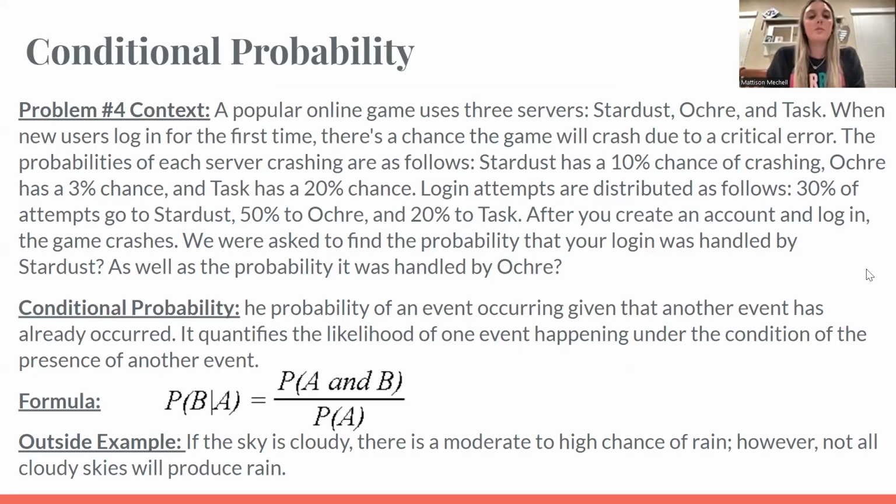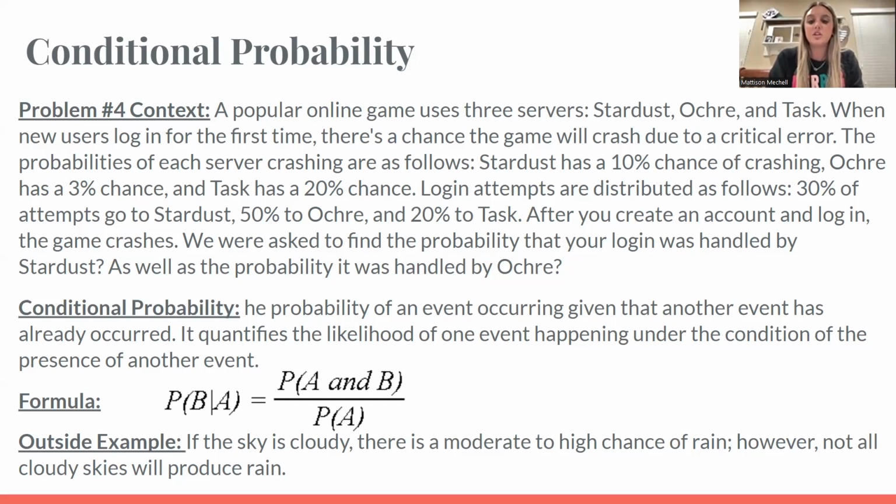So we chose problem number 4, and it was about a popular online game that uses 3 servers: Stardust, Ochre, and Task. When new users log in for the first time, there's a chance that the game will crash due to a critical error. The probabilities of each server crashing are as follows. Stardust has a 10% chance of crashing, Ochre has a 3% chance, and Task has a 20% chance.